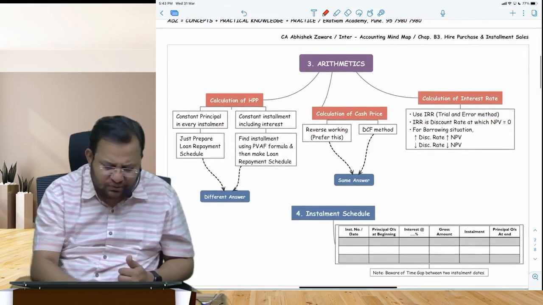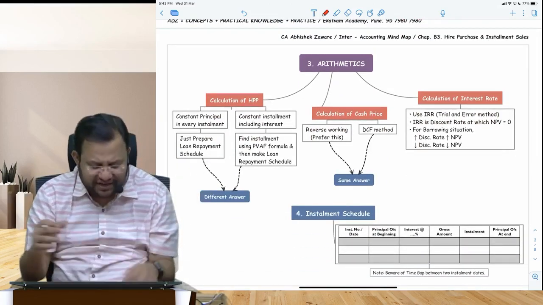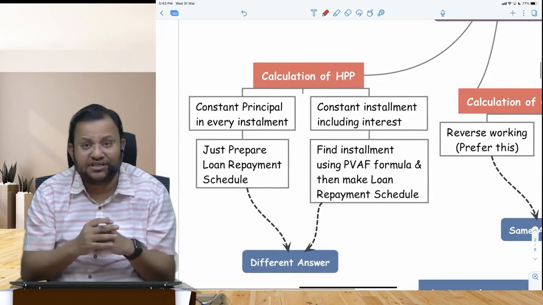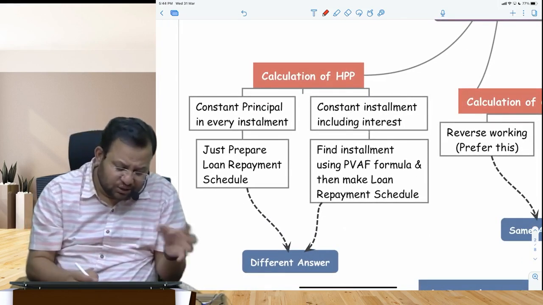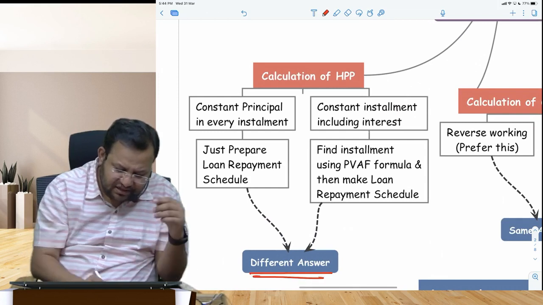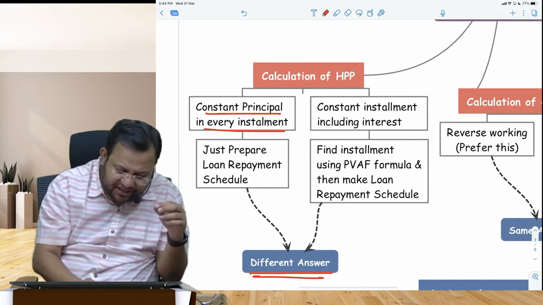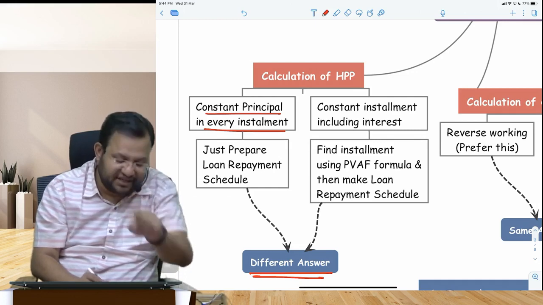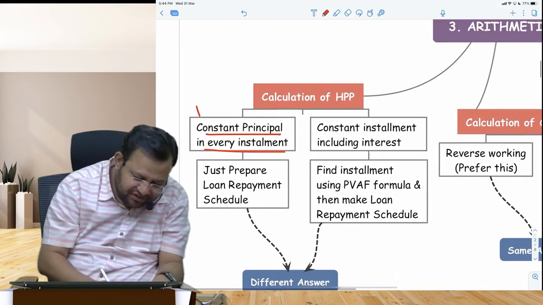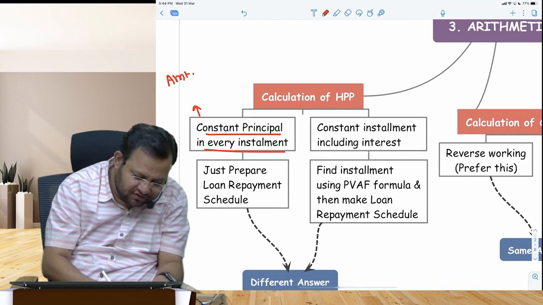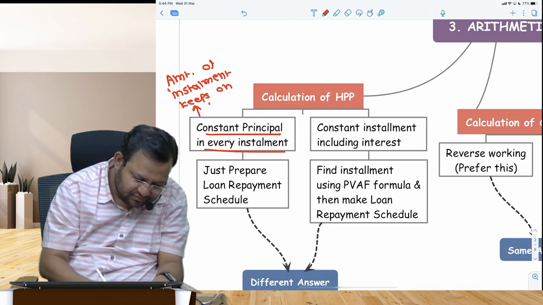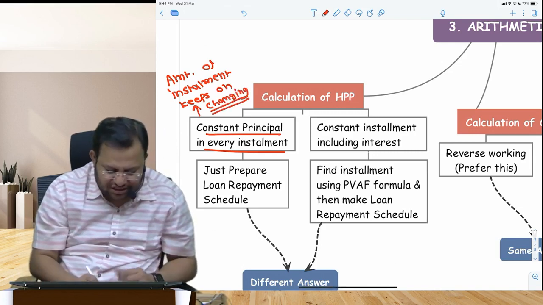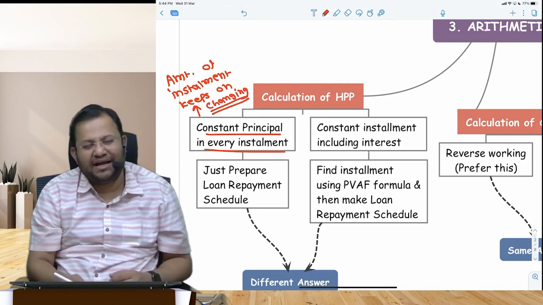Now before you understand accounting, you should learn the calculation of interest. Sometimes the hire purchase price is required to be calculated. There are two situations which give you different answers. First, constant principal in every installment. I did not say the amount of installment is constant. Here the amount of installment keeps on changing. It is not going to be constant. So you just have to prepare the loan repayment schedule. You don't have to apply any great brain.